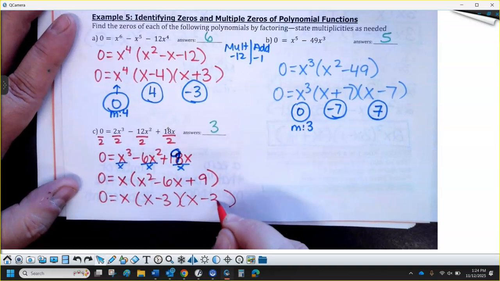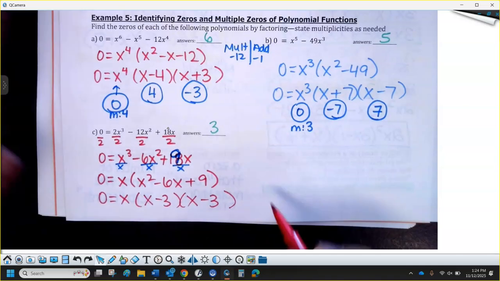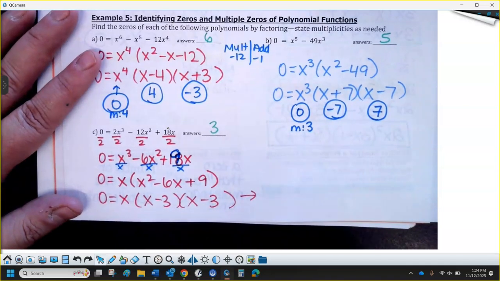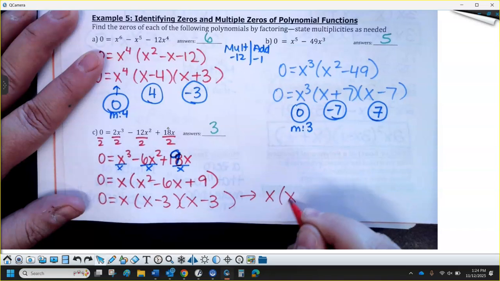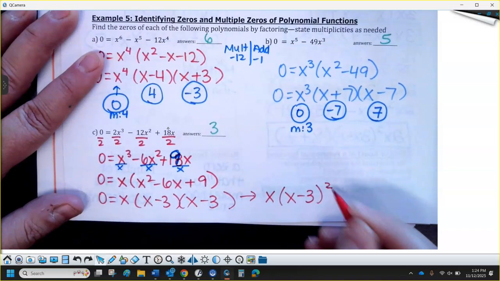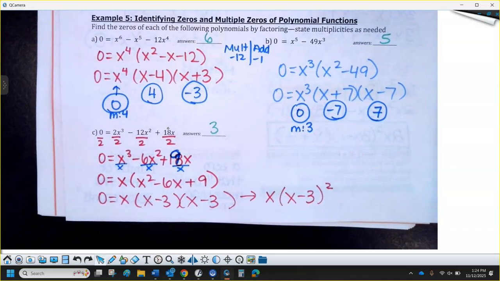This is actually one of those perfect square trinomials. Those are exactly the same. So I could write that as x minus 3 squared. That just means that 3 has a multiplicity of 2.